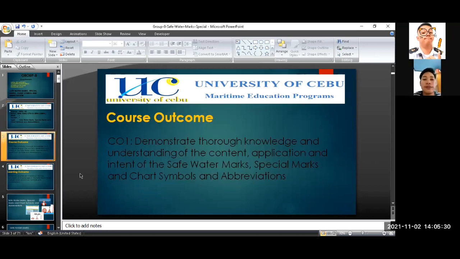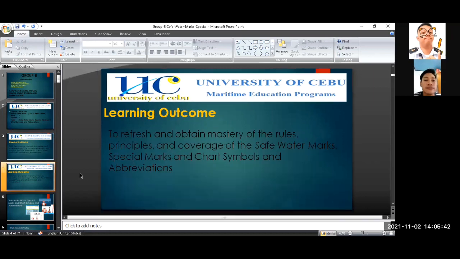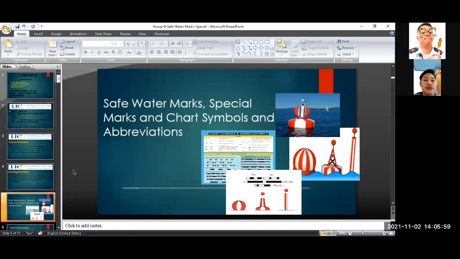Our course outcome is to demonstrate true knowledge and understanding of the content, application, and intent of the safe watermarks, special marks, and chart symbols and abbreviations. Our learning outcome is to refresh and obtain mastery of the rules, principles, and coverage of the safe watermarks, special marks, and chart symbols and abbreviations.